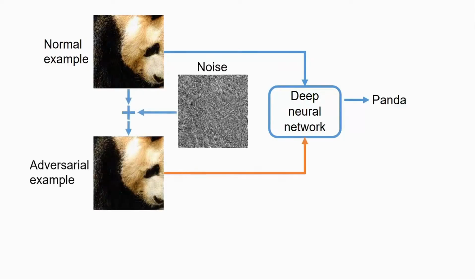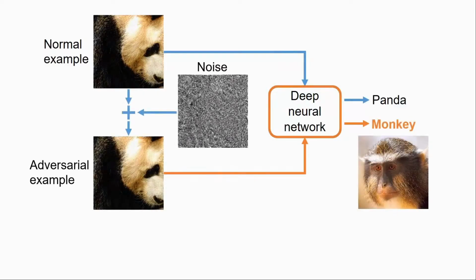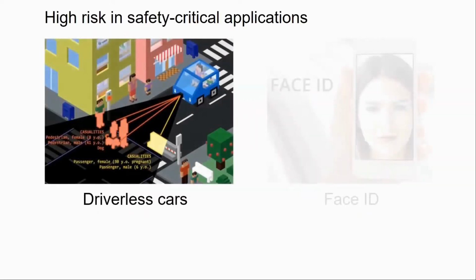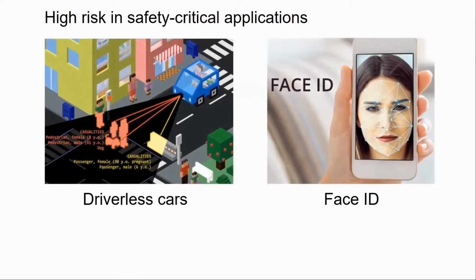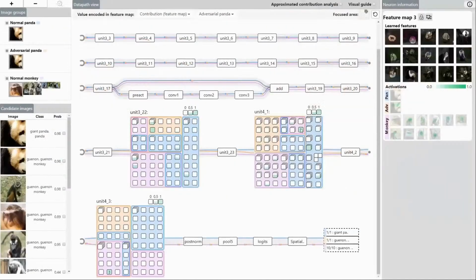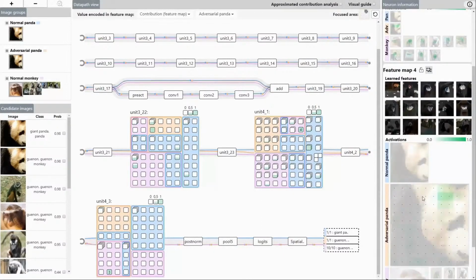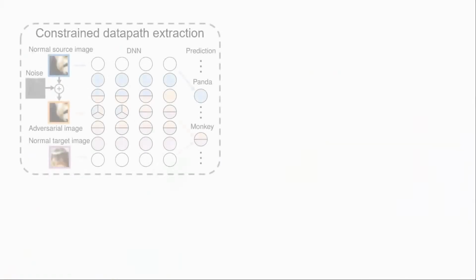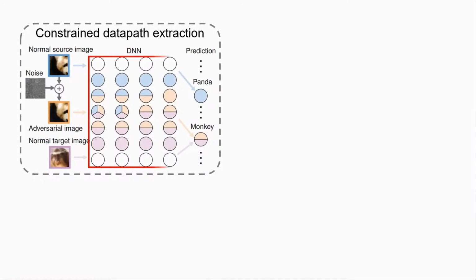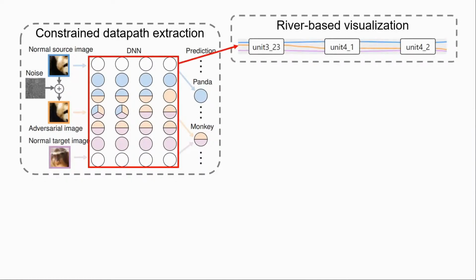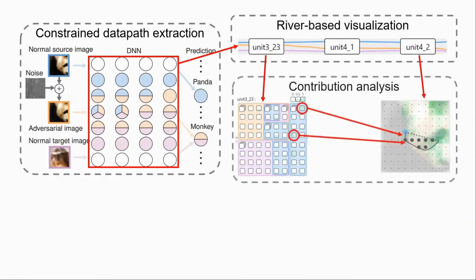Deep neural networks are vulnerable to maliciously generated adversarial examples. This brings high risk in applying these networks to safety-critical applications. We developed a visual analytics approach to explain the root cause of such wrong predictions. Our contribution contains a constrained datapath extraction method, a river-based visualization, and a contribution analysis method.